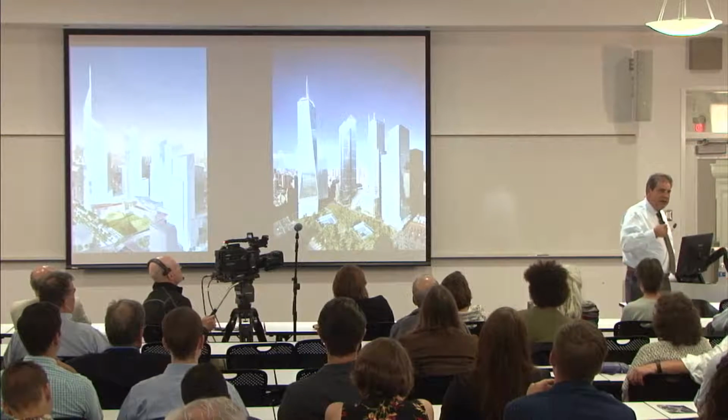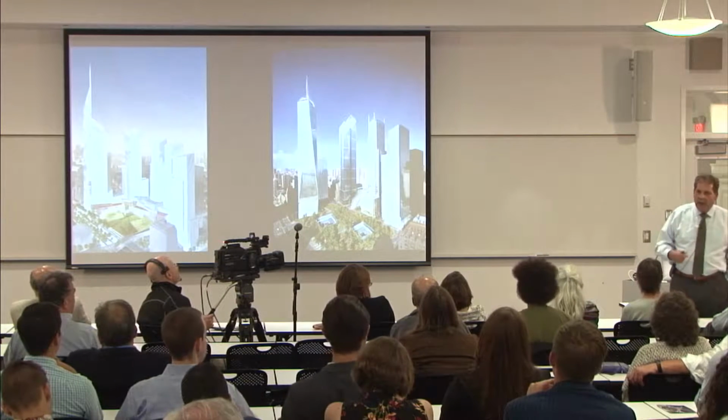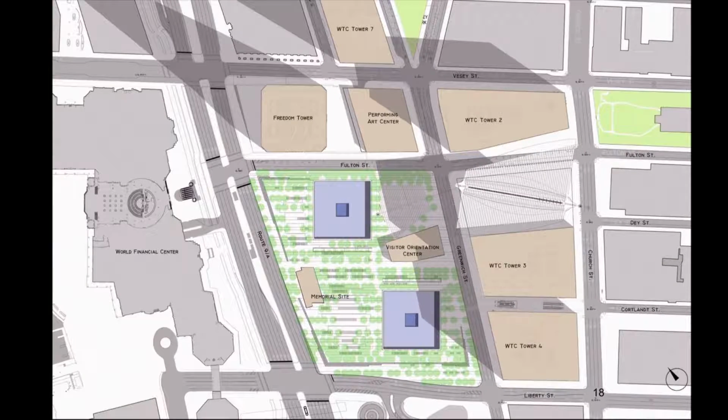This is how they were envisioning actualizing Daniel's plan. So a representation of the plan, just to give you some orientation, north is definitely to the top in this drawing. The 16-acre site is bounded by West Street, rebuilt after 9/11 as part of this project, Vesey Street on the north, Church Street on the east, and Liberty Street on the south. That is the 16 acres.